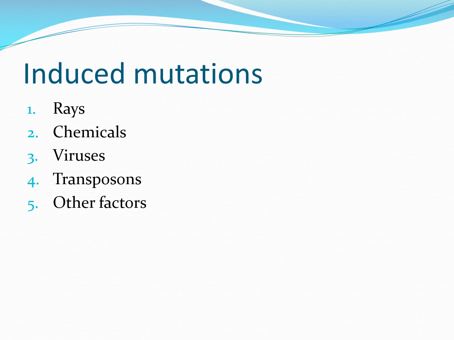Let me introduce the five major categories of agents that cause induced mutation. First, rays or radiation. These include both ionizing radiation such as X-ray and gamma rays and non-ionizing radiation such as ultraviolet light. Both types damage DNA, but through different mechanisms. We will discuss them in detail in a text slide.